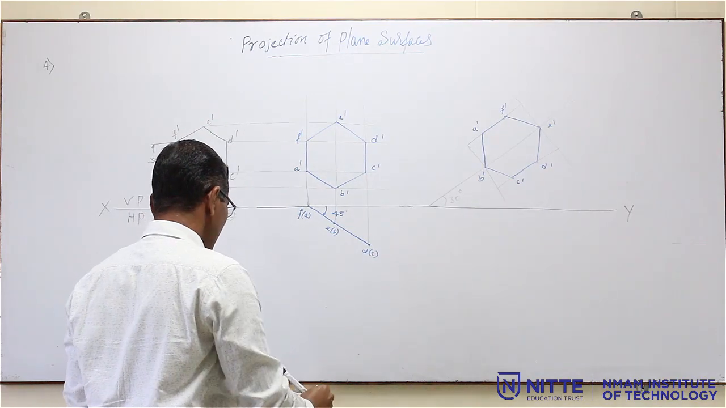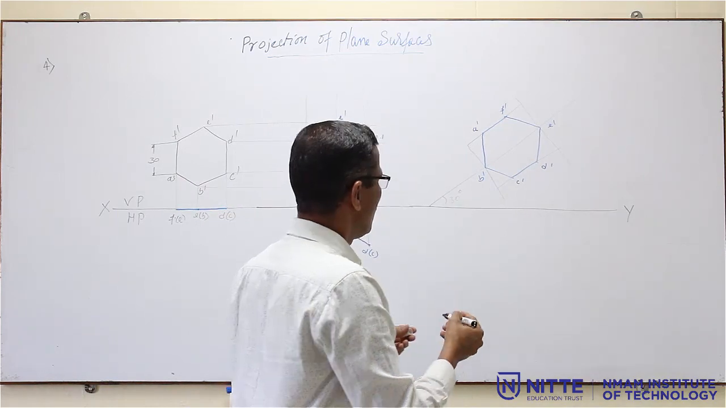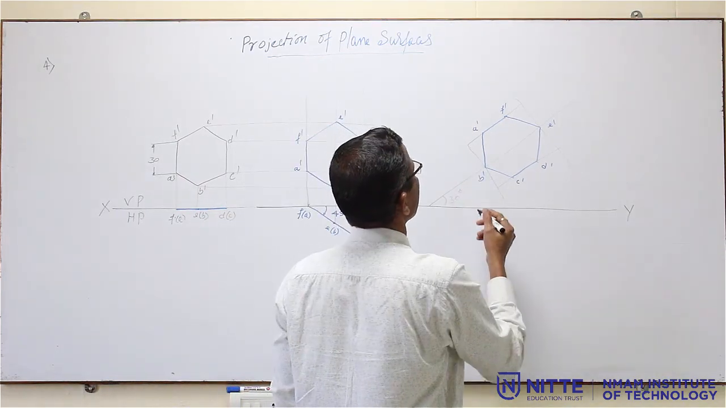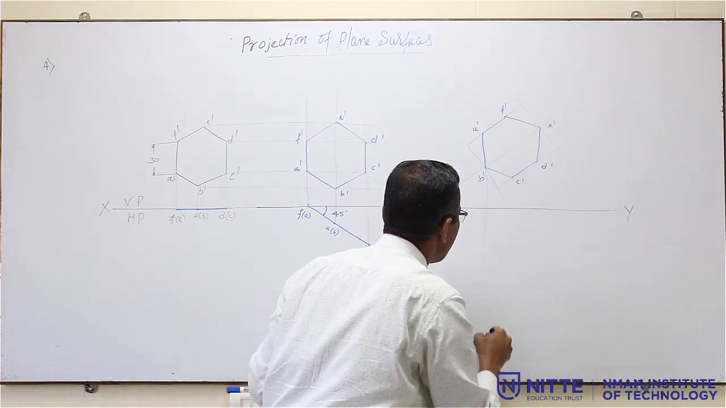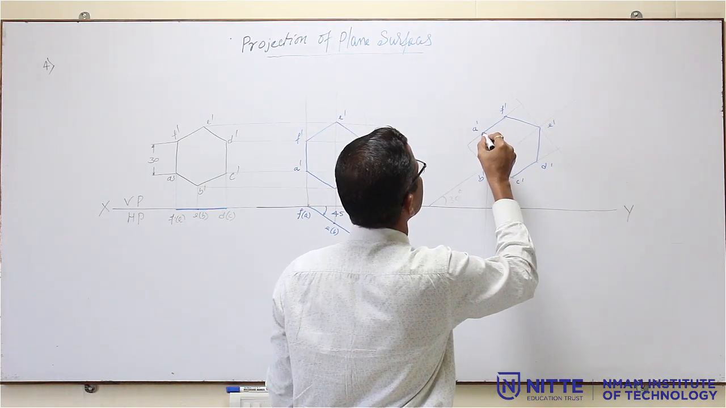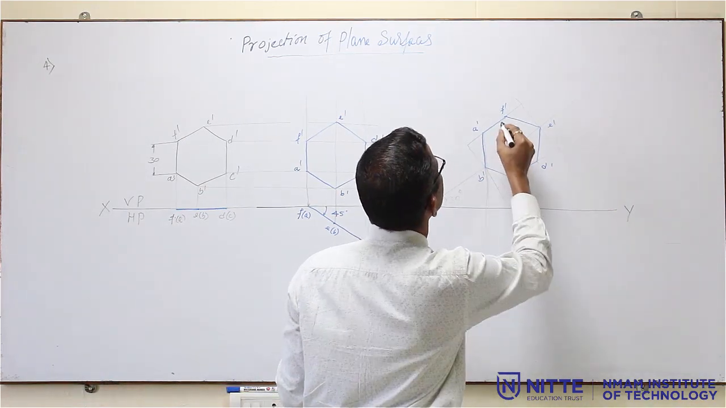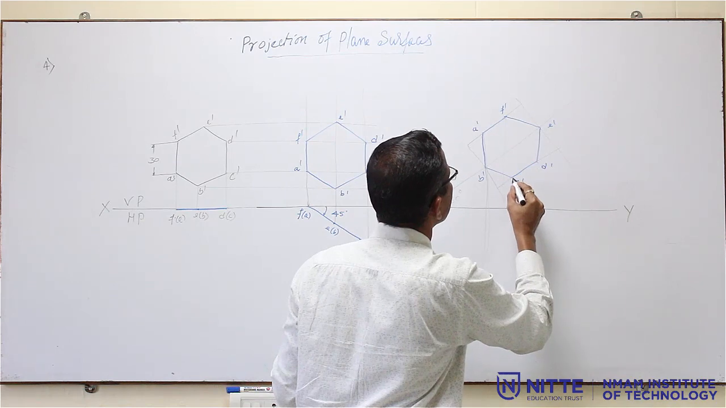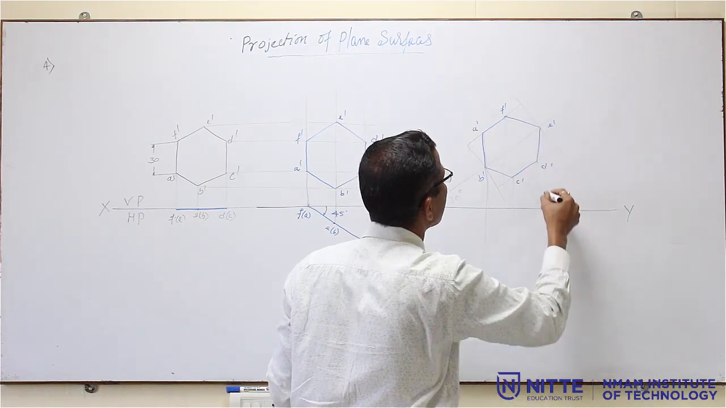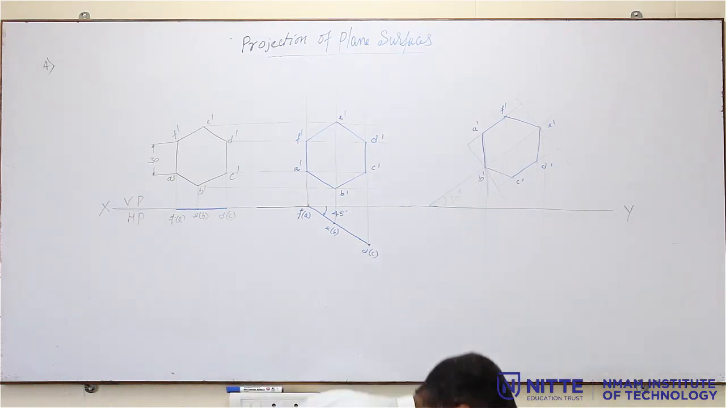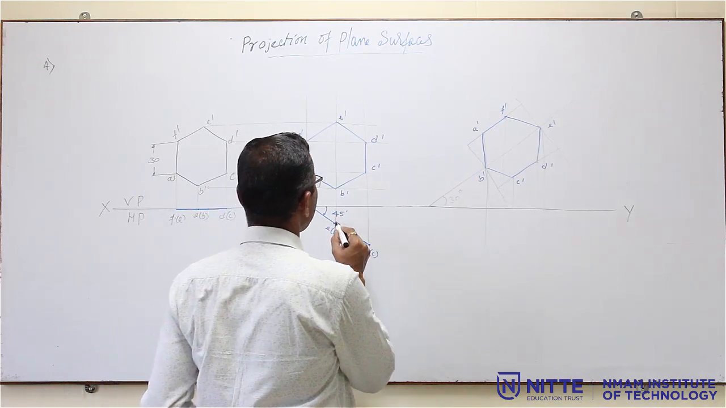Now, you can see here the diagonal is inclined at an angle of 30 degrees to HP. You have to get the top view of this. For that you have to project all the points down, project it with light lines. All the points you have to project. Similarly, you have to project horizontally.